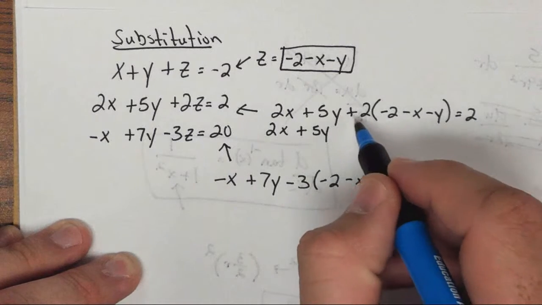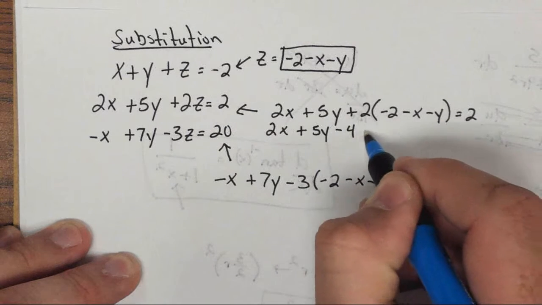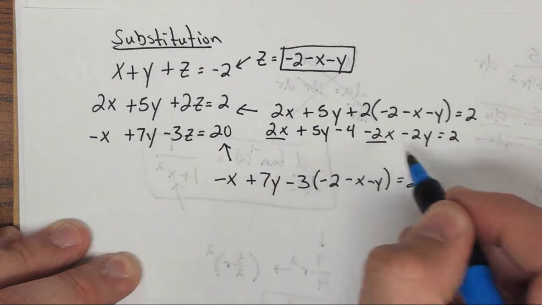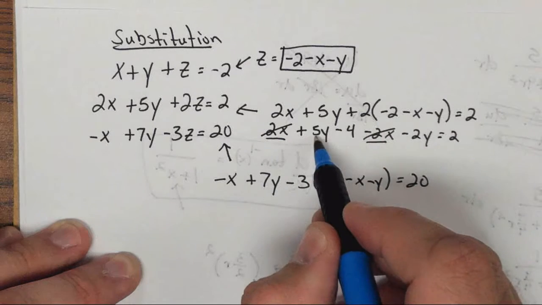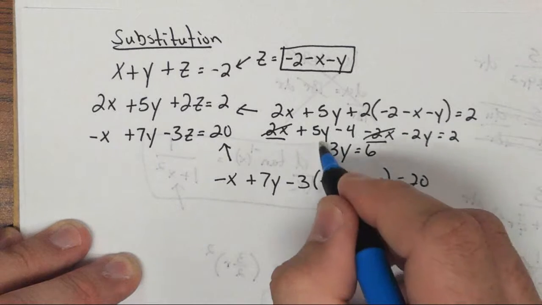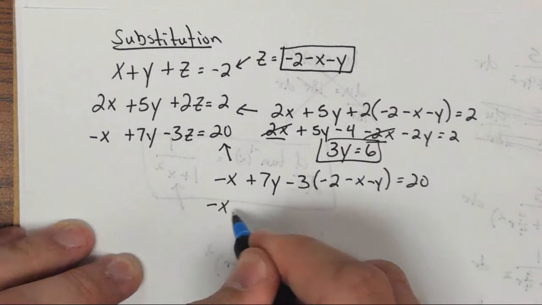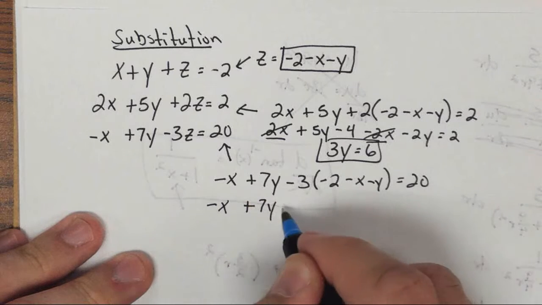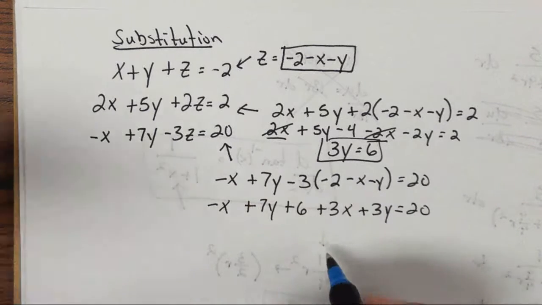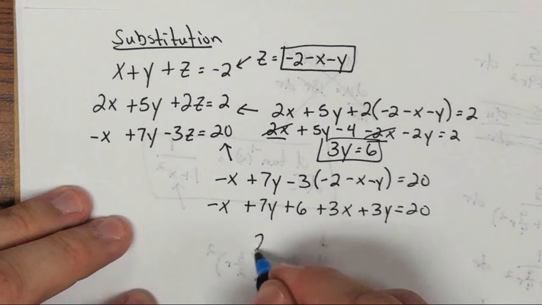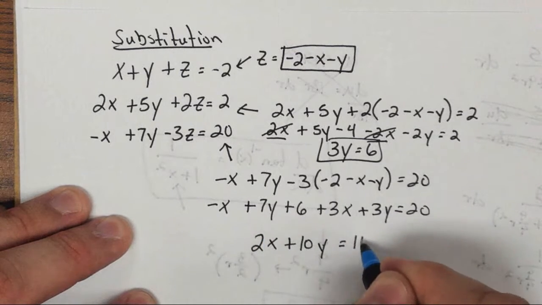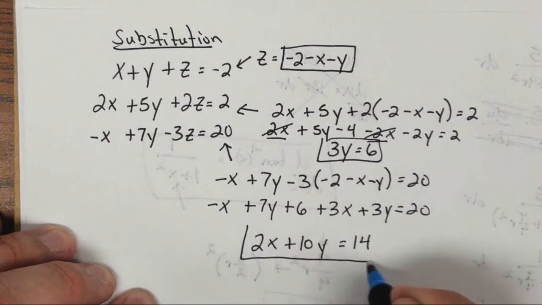It's the old stuff. 2 times -2 will be -4. 2 times -x is -2x, -2y. Combine like terms. 2x minus 2x actually cancels. That's nice when that happens. 5y minus 2y gives you 3y, and move the 4 to the other side. 3y equals 6. Cleaning up the other one, you get -x plus 7y. Distribute -3 equals 20. Combine your x's and y's. -x and 3x gives you 2x. 7y and 3y gives you 10y. Move the 6 to the other side, you get 14. That's what it cleans up to.